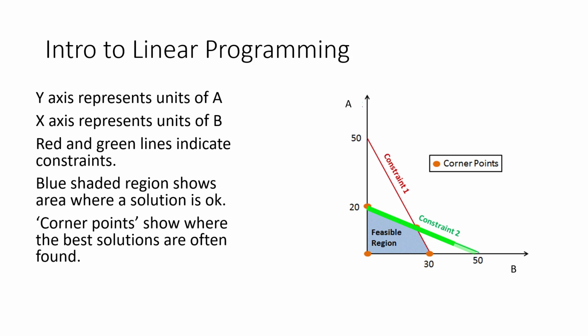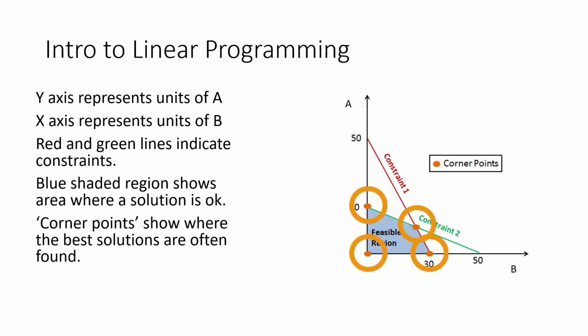Constraint 2, the green line, is the time constraint, and you see how that can limit what can be made. Once those constraints are put in, we see that we are left with a blue shaded region called the feasible region. Any spot in there will provide a solution that satisfies the constraints, but the most profitable mix is going to be on one of the four corner points.